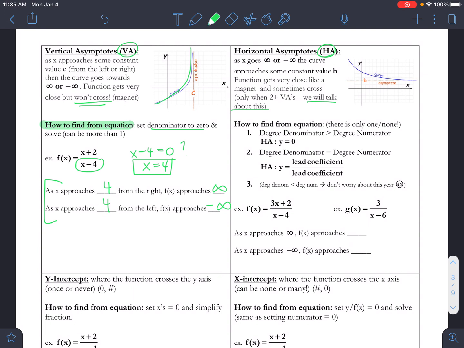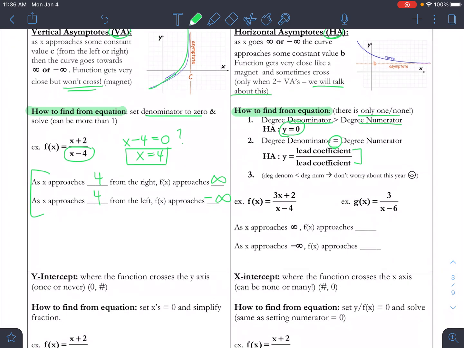So how do you find this in an equation? Important part for you guys. First of all, there's only one or none. If the degree of the denominator is bigger than the degree of the numerator, the horizontal asymptote is automatically y equals 0. If the degree of the denominator is equal to the degree of the numerator, then we take the ratio of the lead coefficients.